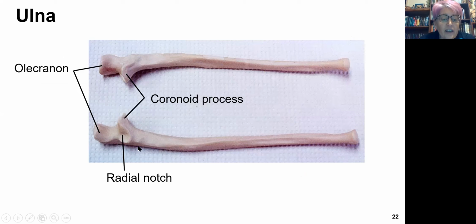And it's got a radial notch. Guess what inserts in the radial notch? Yes, it's the head of the radius. I know, who would guess. So the head of the radius is going to fit in there. The radius is actually going to turn in that radial notch.